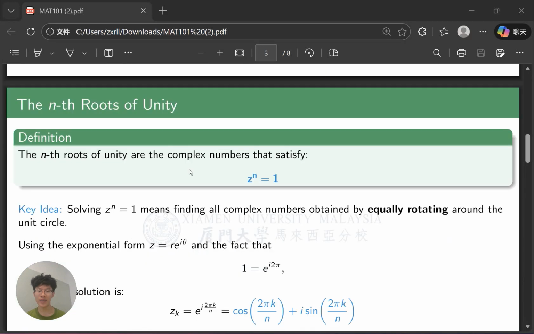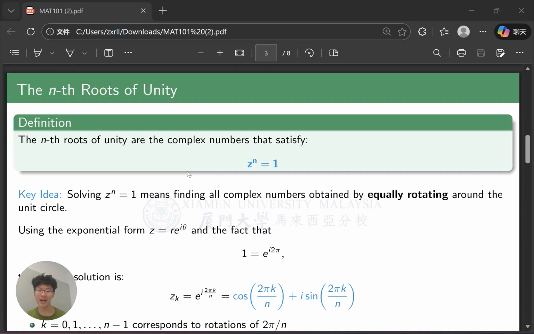Let's start with the definition. What exactly are the roots of unity? Mathematically, we are looking for complex numbers z that satisfy the equation z to the power of n equals 1. If we were only working with real numbers, this would be boring. For even n, the answer is just 1 and negative 1. But in the complex number system, the fundamental theorem of algebra tells us there must be exactly n solutions.